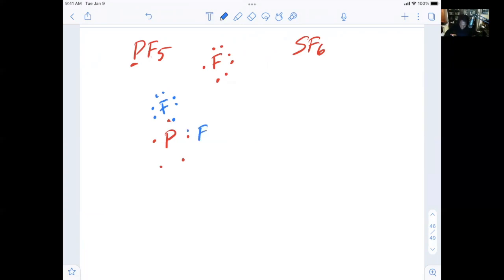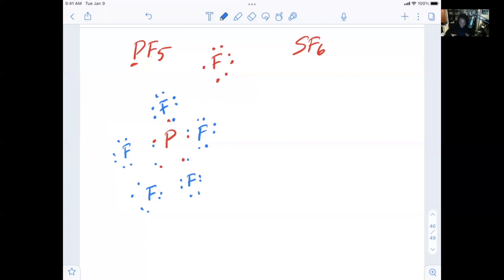Next fluorine, 1, 2, 3, 4, 5, 6, 7. Once again, that fluorine gets its 8th electron from phosphorus. Over here, 7 electrons. That fluorine gets its 8th electron from phosphorus. Over here, 7 electrons. That fluorine gets its 8th electron from phosphorus. Over here, 1, 2, 3, 4, 5, 6, 7.